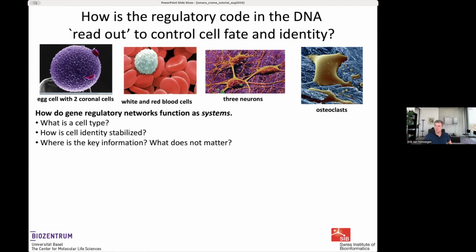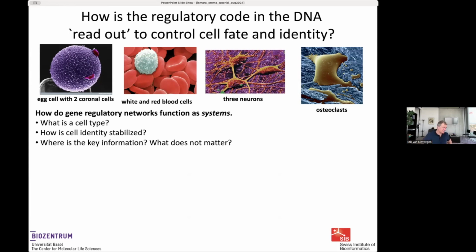Typical questions that we might try to answer are: what is a cell type? Are there really discrete cell types, or are these not very discrete things? How do we classify different possible states that a cell can be in? How is the identity of a cell stabilized? There's a lot of noise in these processes of gene expression. So how do cells know what type they have to be? What are the key pieces of information that stabilize cell identity and determine it? And what are lots of details that don't matter?